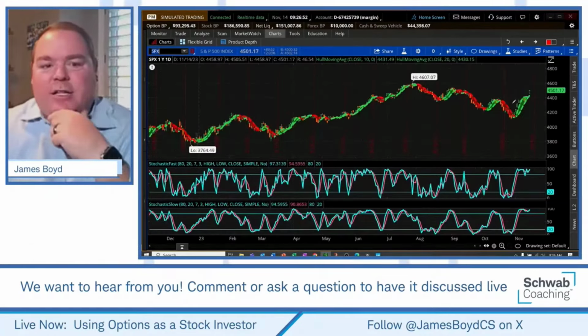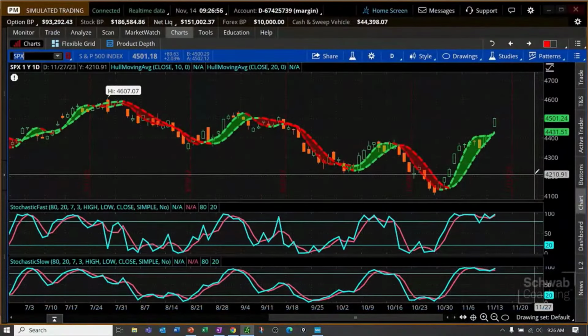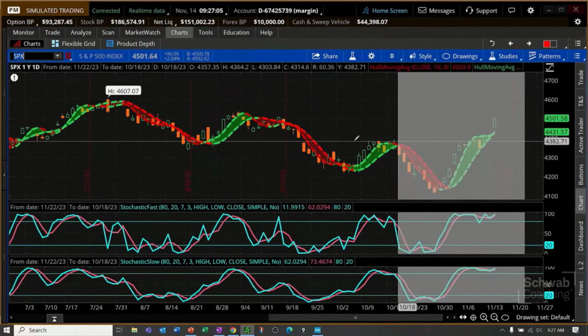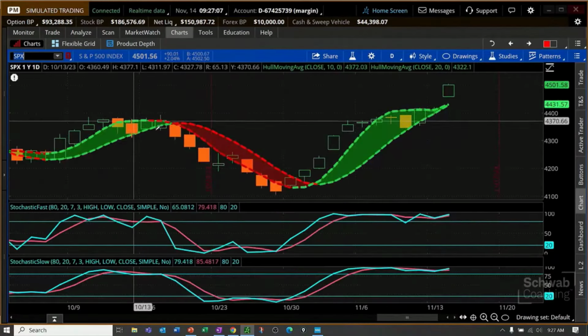When you look at the S&P, 90 points higher. Hello, as Bill would say, doink. By the way, that's a pretty nice little pinch up. I also want you to notice that V formation that we talked about.